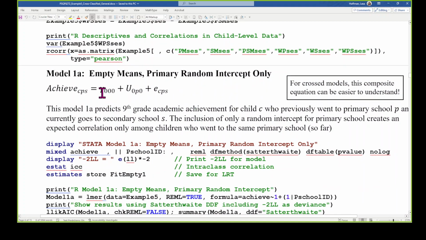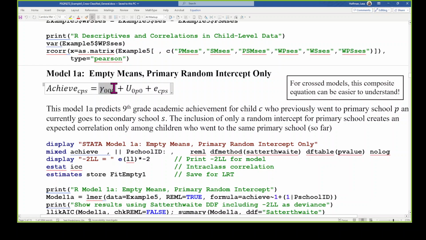So first step, empty model. I'm in composite notation, as I call it, because having multiple level 2 types of units means multiple level 2 equations gets ugly real quick, so I'm not going to do it. So today's subscripts are CPS. Once again, that does not stand for Child Protective Services. That stands for child within primary, within secondary.